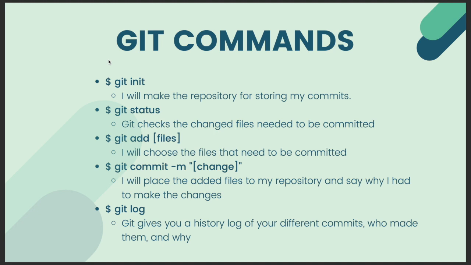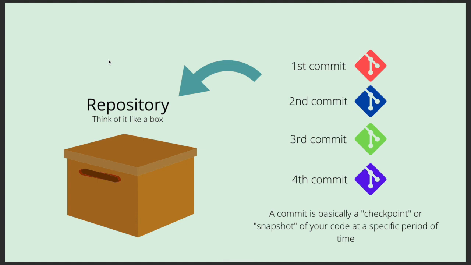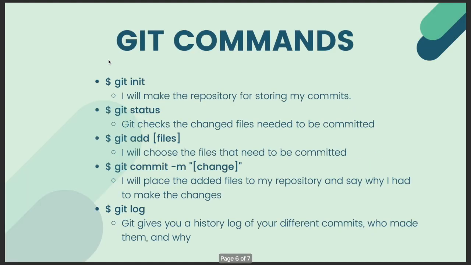Then git log, that's basically giving you a log of your different commits. So for example here, it will log your first commit, your second commit, your third commit, fourth commit, like that. And it also shows you who made the changes and why. That's what we said earlier.